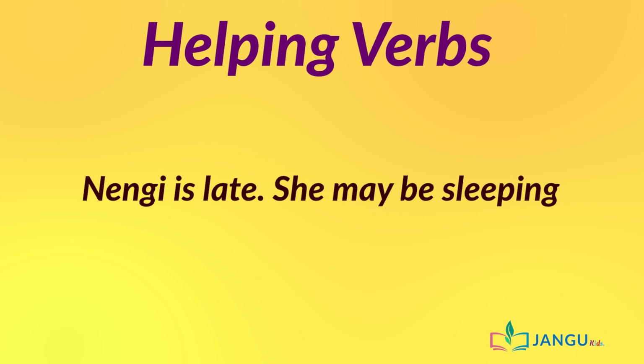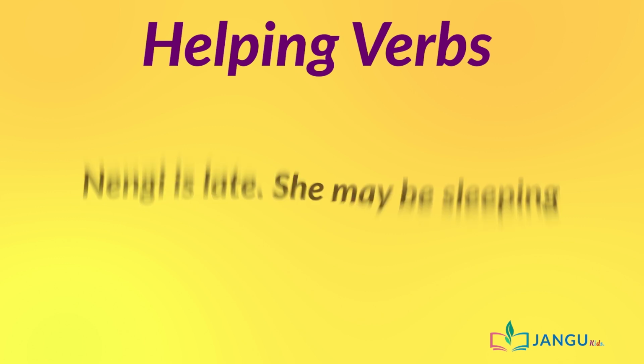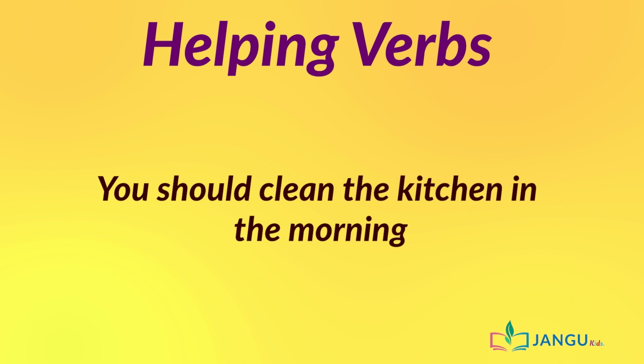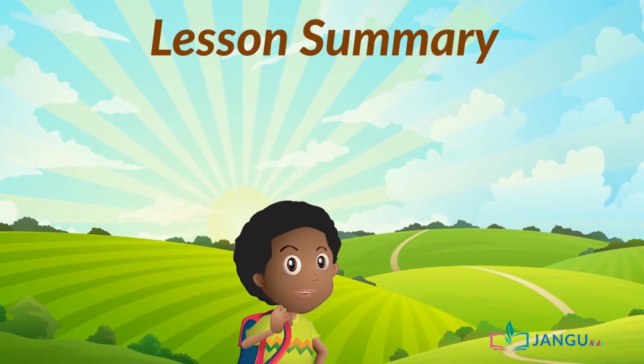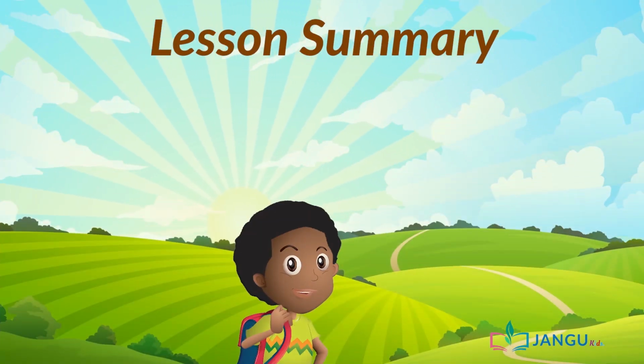Nengi is late. She may be sleeping. This is a possibility because we are not sure if she is sleeping. You should clean the kitchen in the morning. This is partially obligatory. I must go to school. This is a necessity.